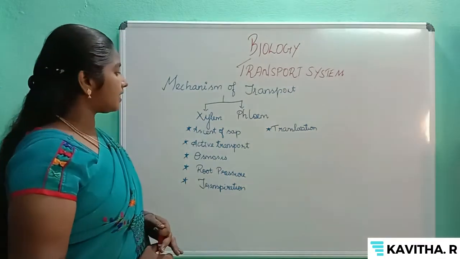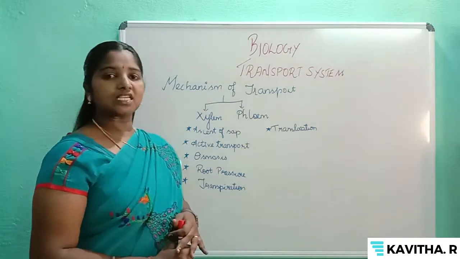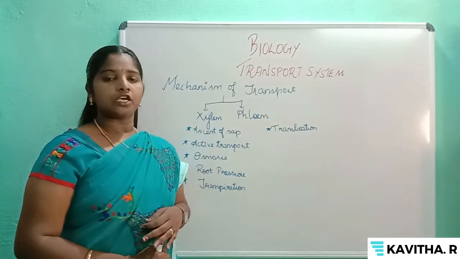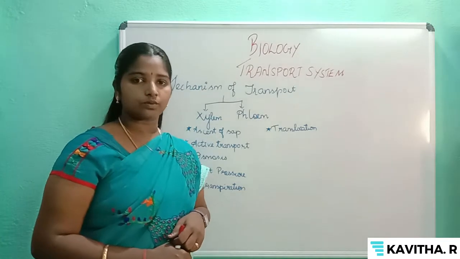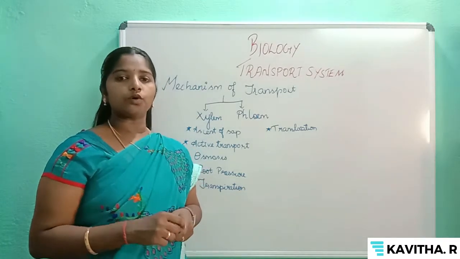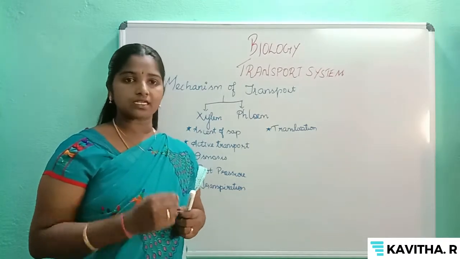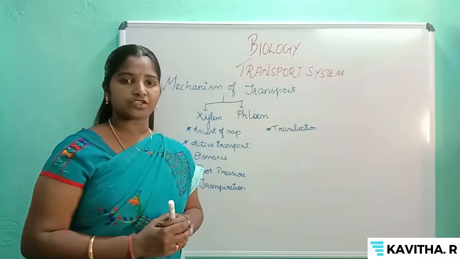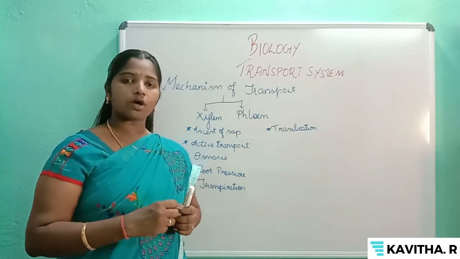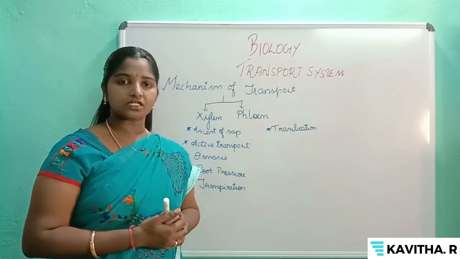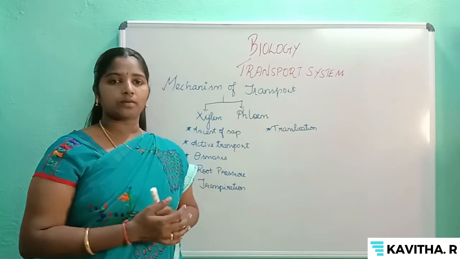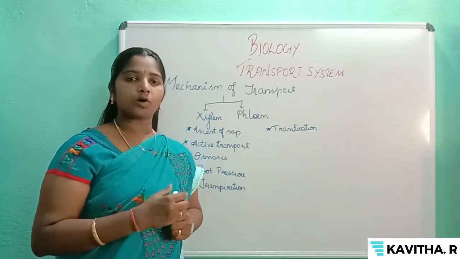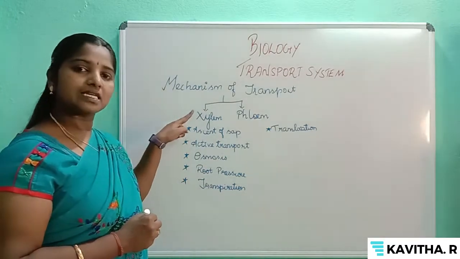Xylem carries water and minerals from the root hairs. The tube is connected to the root hairs. As we all know, plants have roots under the soil, and under the soil water and minerals are present in large amounts. Root hairs absorb the water present in the soil and also absorb the minerals. When they absorb, they pass it to the tube called xylem.